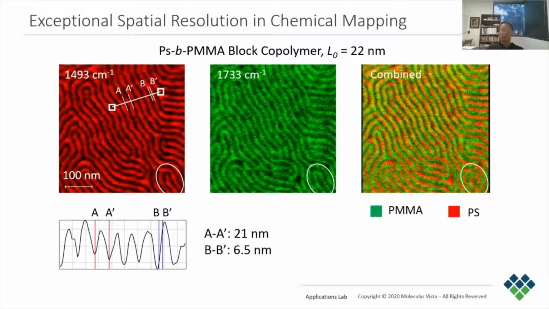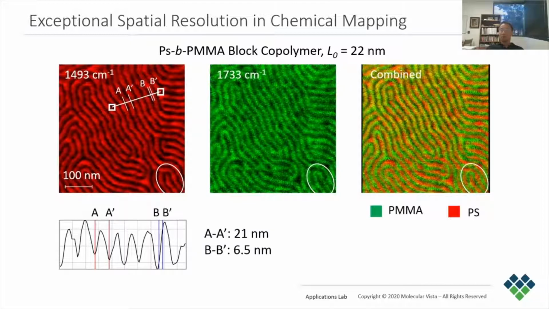When we repeat the measurement at the same location with the laser set at 1733 wave number, PiFM highlights the PMMA molecules in green. We can then combine them to create a chemical map as shown at the far right, where green and red regions represent PMMA and PS molecules respectively. If we look at the area in the white circle, we can see the PS contains a finger-like structure, whereas the PMMA contains the pocket structure for the finger.